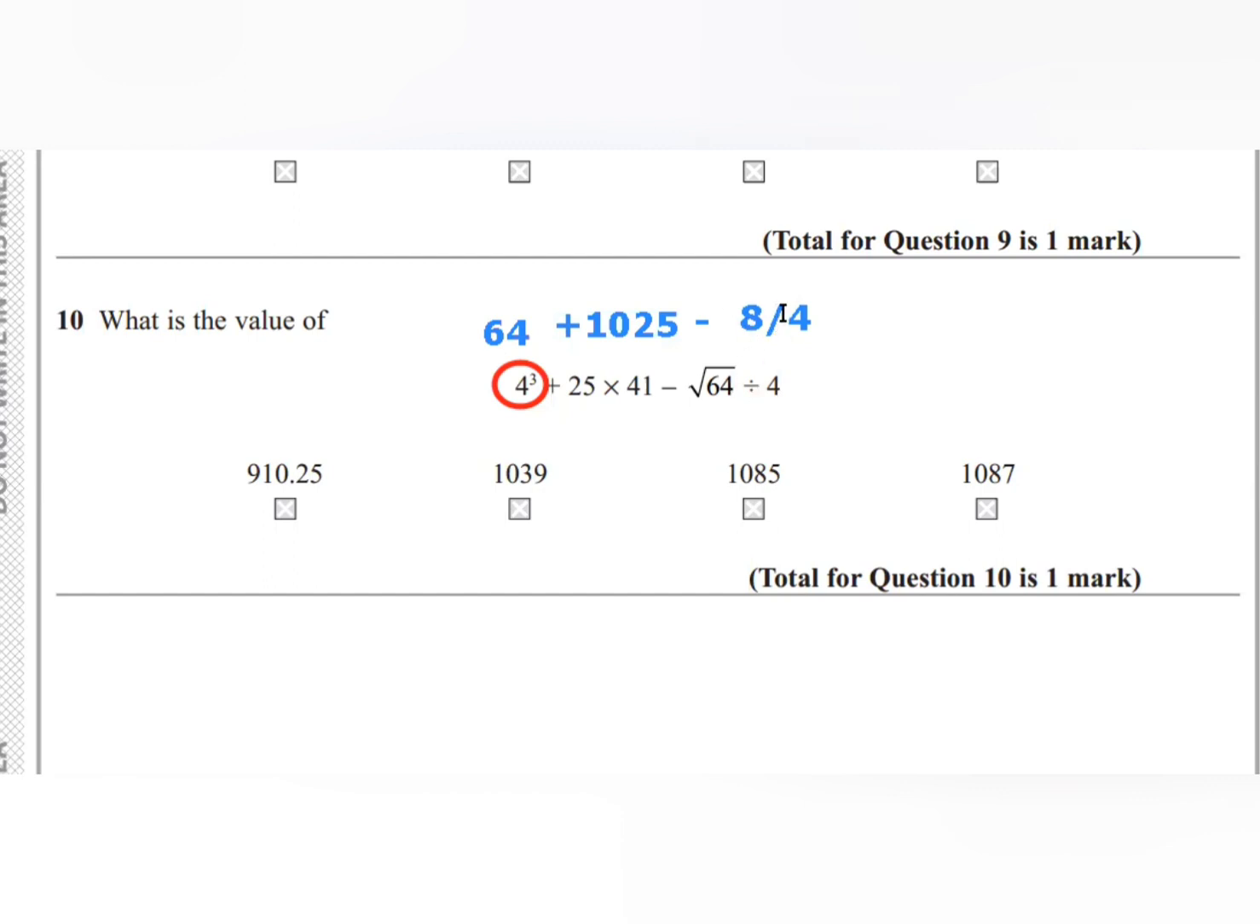Now, to do the division first, here, I'm going to write the whole question again here. 64 plus 1025, and then 8 divided 4 equals 2, so it's minus 2. And then I find all of this in the calculator, which is 64 plus 1025, and then minus 2. And the answer will be, very good, the last one, which is 1087.